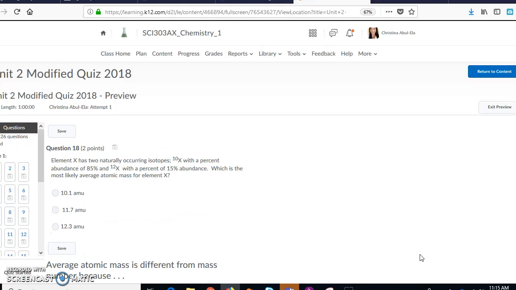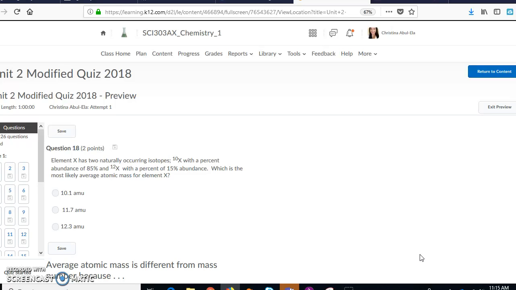Question 18. Element X has two naturally occurring isotopes, X10 with a percent abundance of 85% and X12 with a percent of 15% abundance. Which is the most likely average atomic mass for element X?